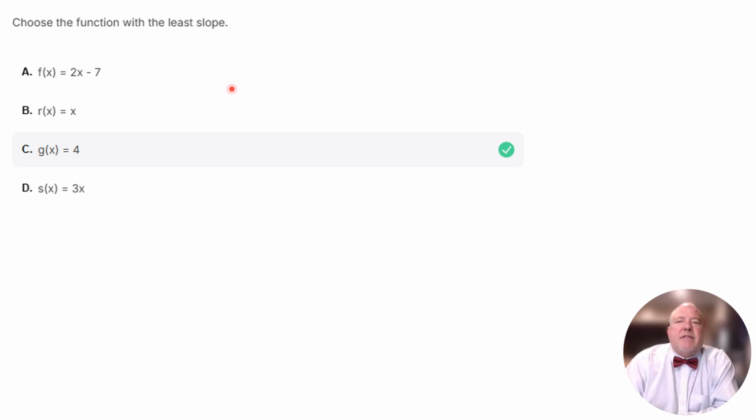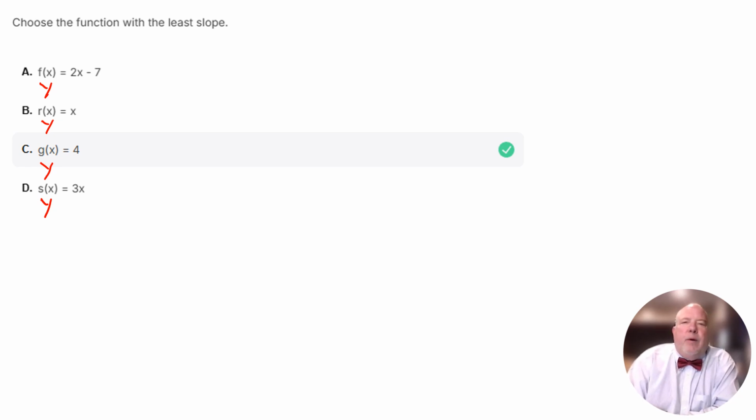So you're being asked to choose the function with the least slope. So we've got four functions here. Now, don't worry about f of x, r of x, g of x, s of x. Don't worry about these being different letters. Remember that that's nothing more. Function notation just replaces the y. So this is really the same as y equals these things. That letter doesn't mean anything, so don't let that trip you up.